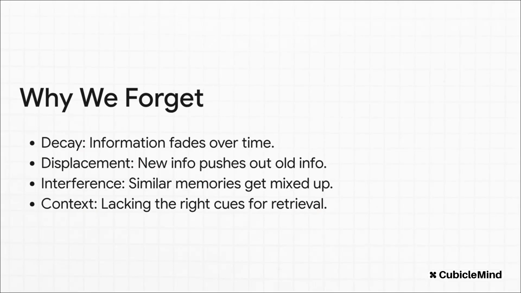So, if we have this massive hard drive in our heads, why do we forget things all the time? Well, it happens in a few ways. Sometimes the memory trace just decays, fades away. More often, new information comes in and displaces the old stuff. Or you get interference, where similar memories get all mixed up. Like when you can't remember your new password because the old one keeps popping into your head. And finally, sometimes the memory is there, but you just don't have the right cue to find it. Kind of like trying to remember a classmate's name when you see them at the grocery store.